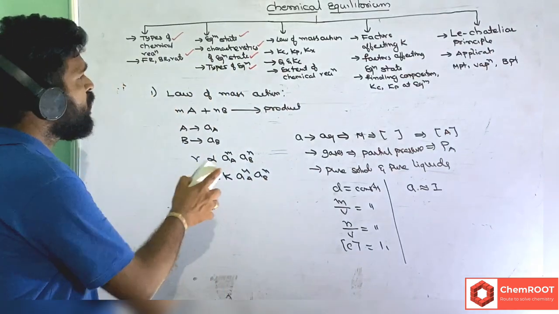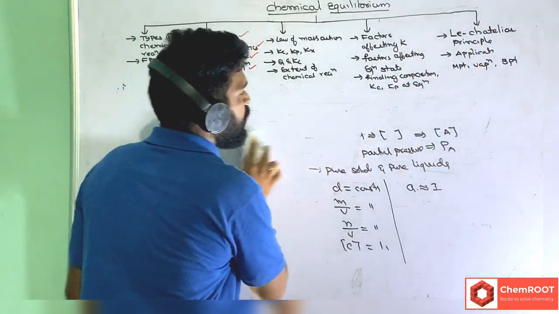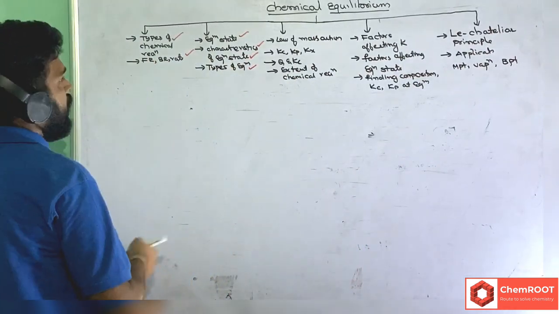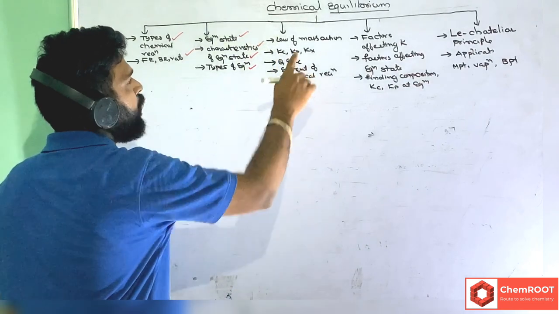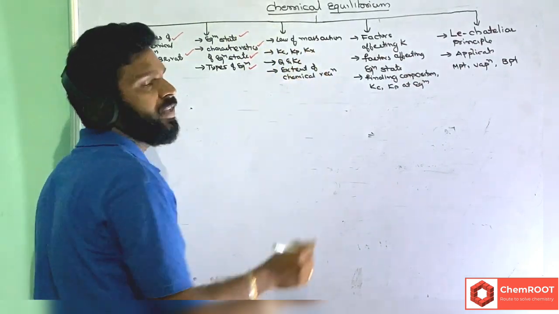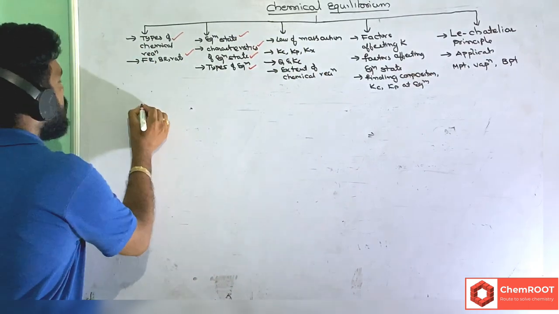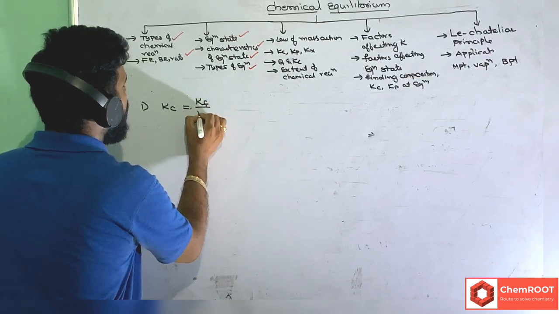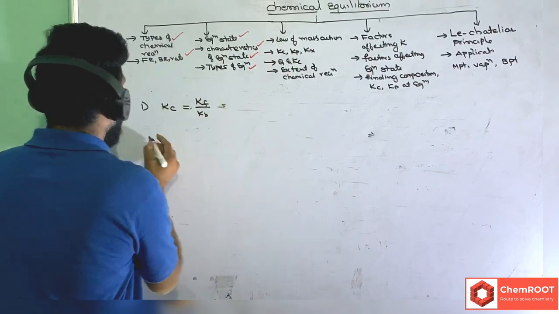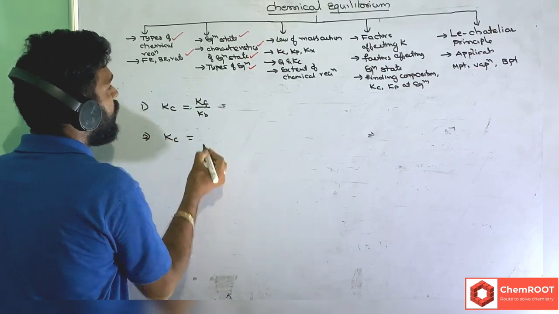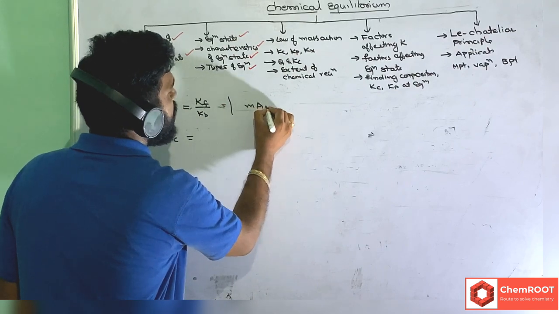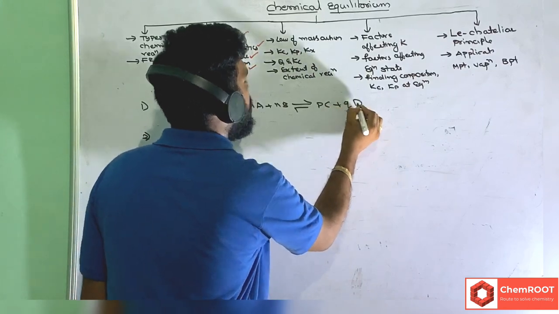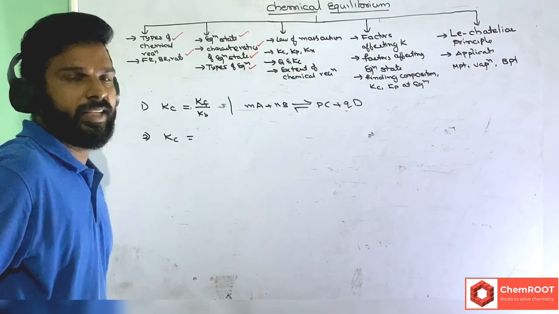By using the law of mass action, we write the expressions for Kc, Kp and Kx. Kc means in terms of concentration, Kp in terms of partial pressures, and Kx in terms of mole fraction. Kc is generally the rate of forward reaction by the rate of backward reaction. Suppose I take m moles of A plus n moles of B giving p moles of C and q moles of D. This is the basic equation I'm taking. Try to write the Kc expression for that.